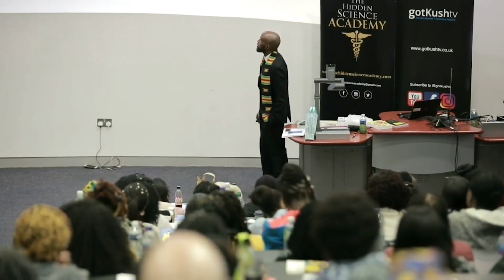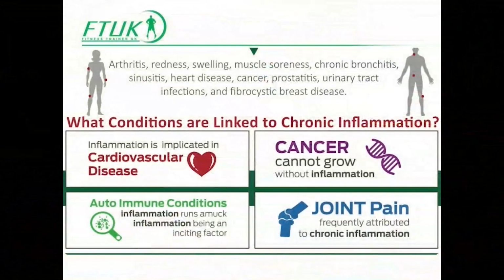So this is what white blood cells do. They're linked to pretty much everything. So anytime you see itis at the end of something, that's inflammation. So now you know that's to do with white blood cells. So arthritis, any redness, swelling, muscle soreness, chronic bronchitis, all of the itises, they're to do with inflammation.